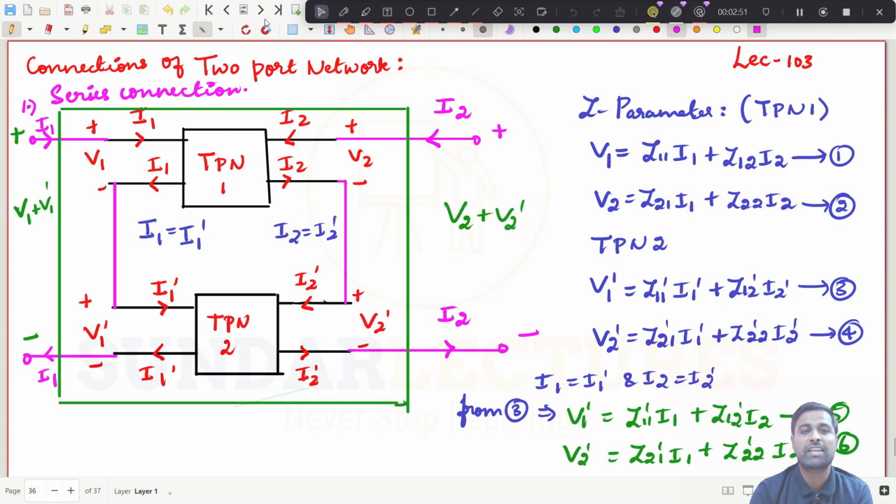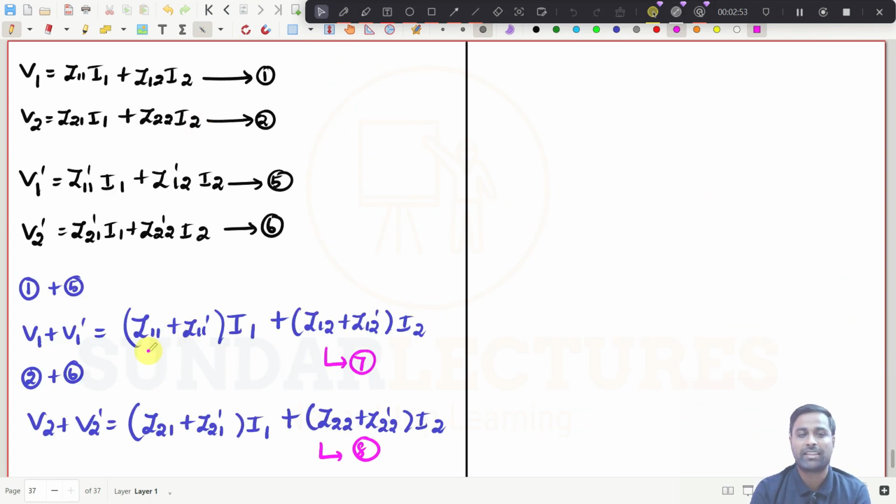And what is the change that happened over here? This is the change. The Z parameter values will be added if two networks are connected in series. That is the point you have to understand. So you can write this one: V1 plus V1 dash is equal to Z equivalent. Many books will write it down, but I will not write those kinds of things.